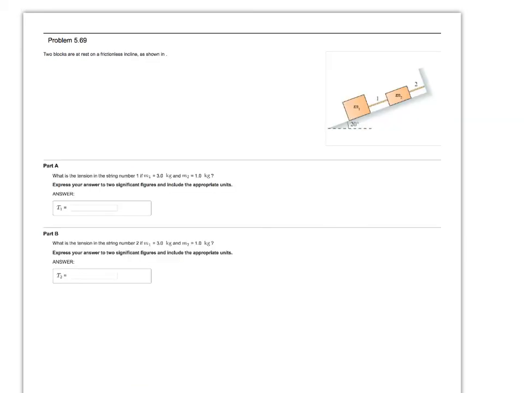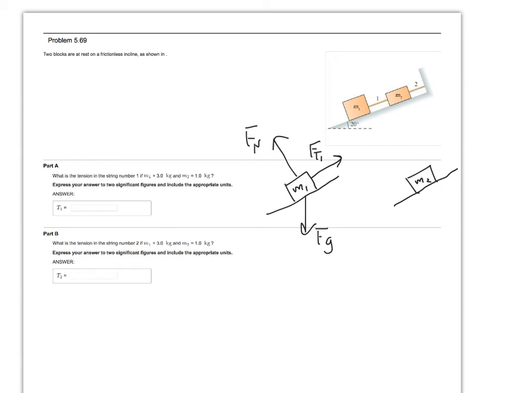For my next problem, I have two boxes on an incline at rest, and we want to know the tension in the strings based off of what we know about the boxes. So I'm going to start with a free body diagram on each box. Starting with box 1, I'm going to have the force of gravity acting on that, and a normal force. I'm also going to have the force of tension from rope 1, which I'll call Ft1.